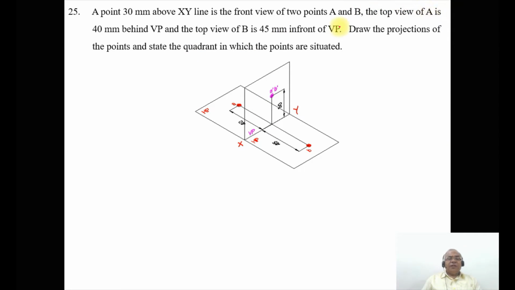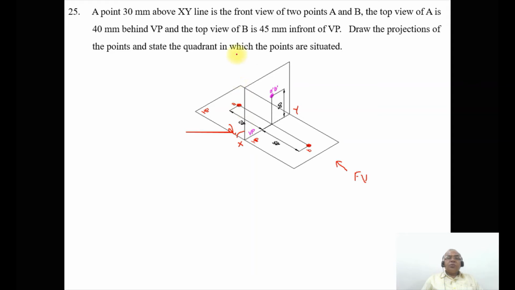The top view of A is 40 mm behind VP. Where exactly are we going to get behind VP? When you look from the front view, you will be able to see the distance above HP. So that is the above xy line. And the top view of A is 40 mm behind VP. Behind VP is always in the second quadrant, because in the second quadrant it will be behind VP. So that is the reason why. So actually this is the one which we are talking about. It is the second quadrant.